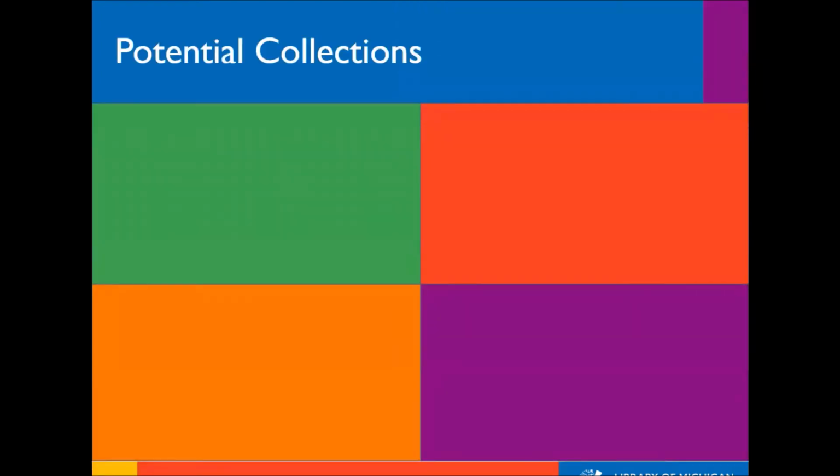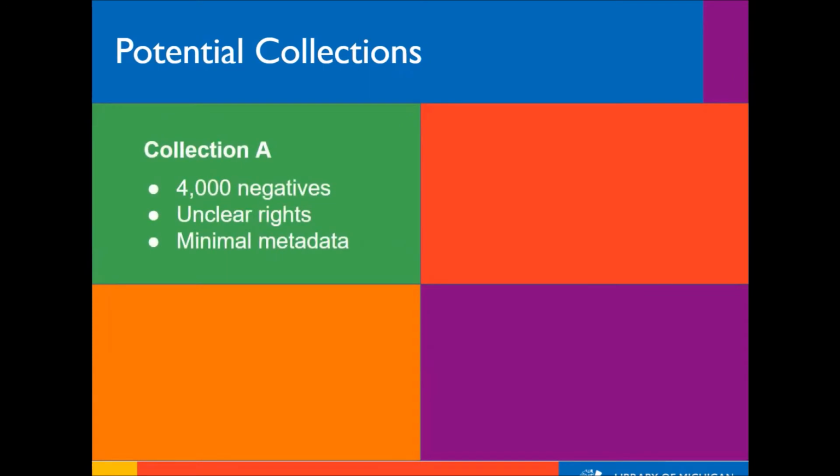All right, so your library has a local history room containing 4 collections that you're considering digitizing. The first collection, Collection A, contains 4,000 photographic negatives that were acquired when the local newspaper shut down. It is unclear how the library acquired the negatives or who has the rights. There is little corresponding metadata.